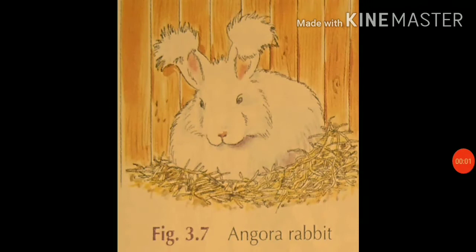Let's see the picture of Angora rabbit. The Angora rabbit is also well known for its fine wool. It is also originally from the Angora region of Turkey. Each rabbit can only provide a small amount of Angora. It means that this fine wool fiber is very, very expensive. So, the expensive fiber is often combined with other fibers.